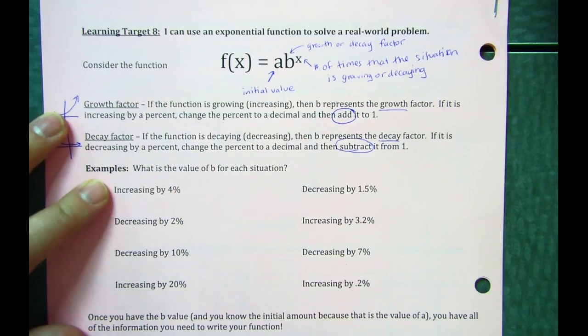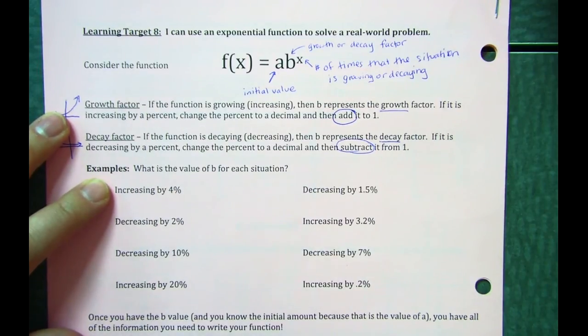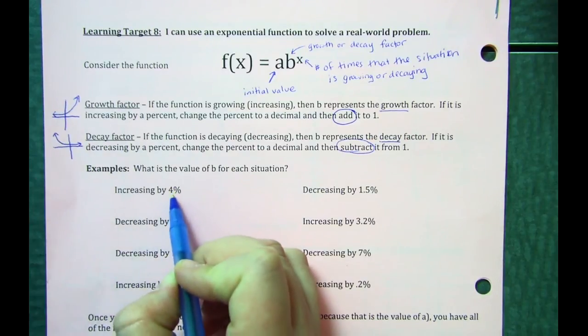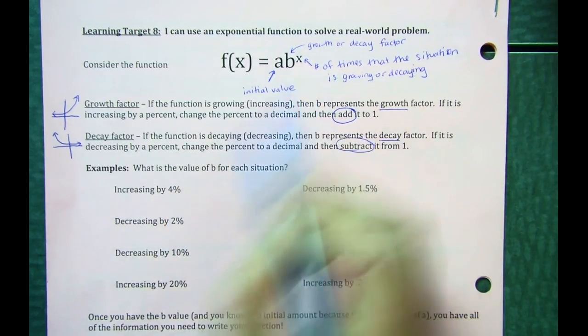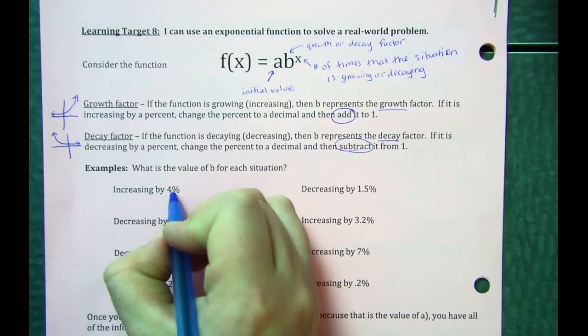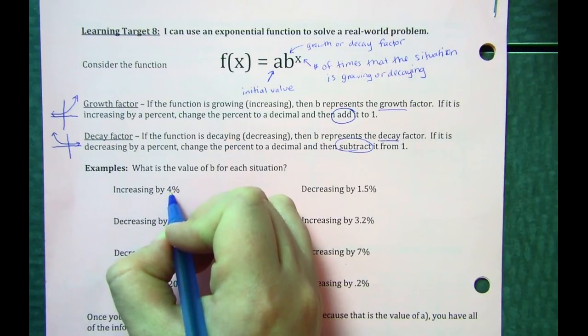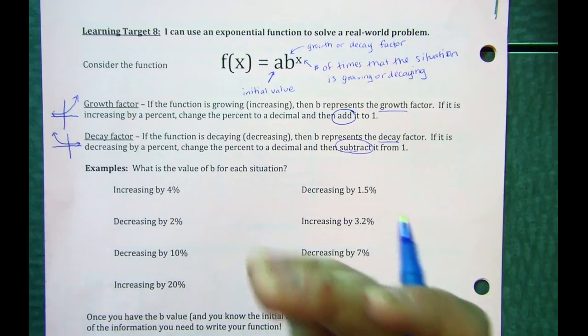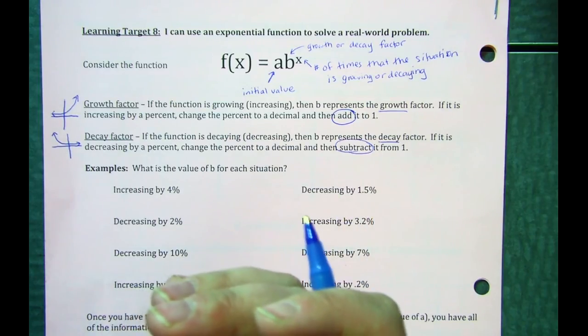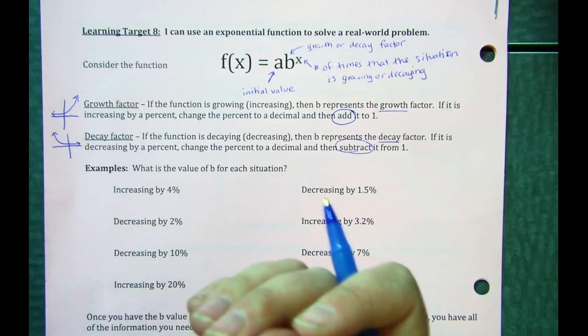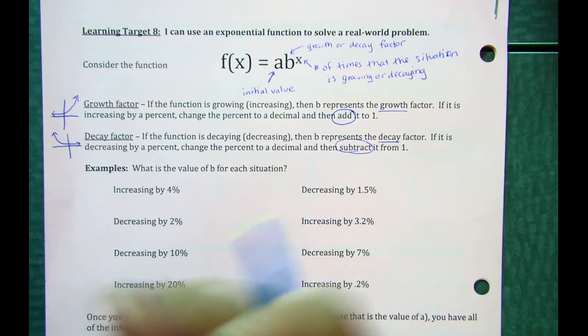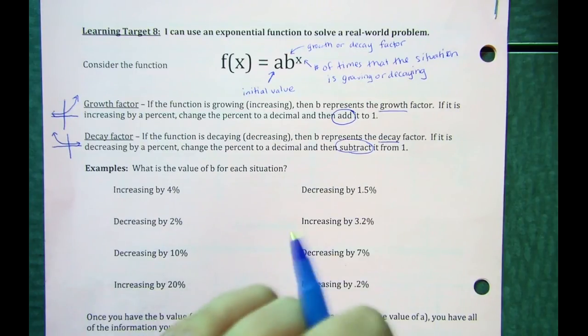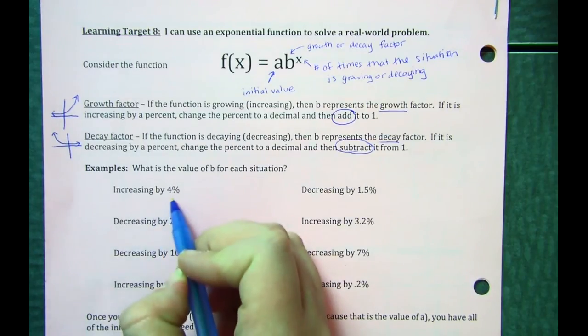So let's say that we have a situation where some amount is increasing by 4%. The first thing we have to do is change this 4% to a decimal, because we cannot just put a 4 into our equation as the b value. So remember, to change a percent to a decimal, we move the decimal to the left 2 places, because it's like we are dividing by 100 or multiplying by 1/100th. Any of those ways will cause you to change a percent to a decimal.